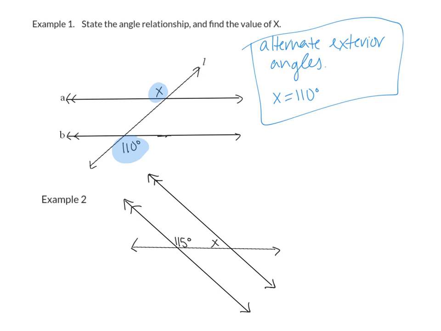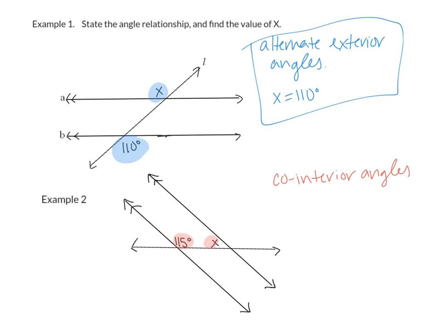Okay, so for this, I have the 115 degrees and the x. I notice that they are both on the same side of my transversal, and they are both inside the parallel lines. So that means they are what we call co-interior angles. If you remember from our definitions up above, you can either rewind and look back, or you should have them written down in your notes. We know that these are supplementary, which means they have to add up to 180.